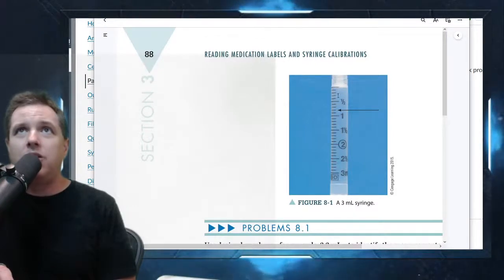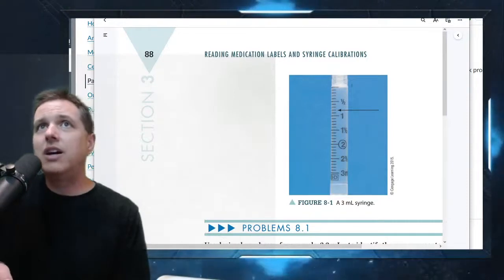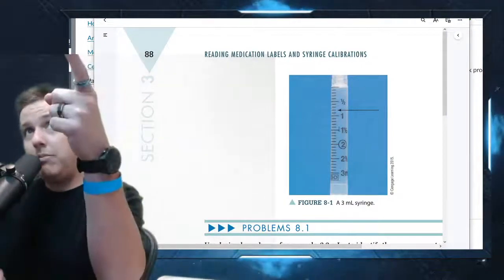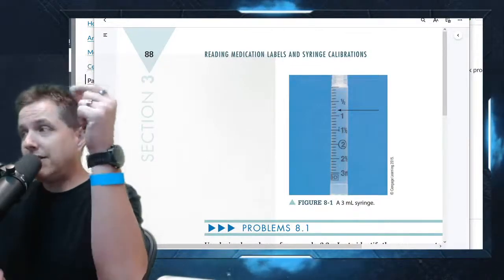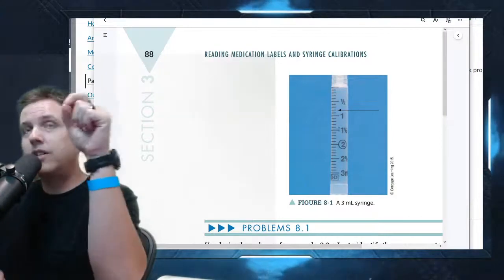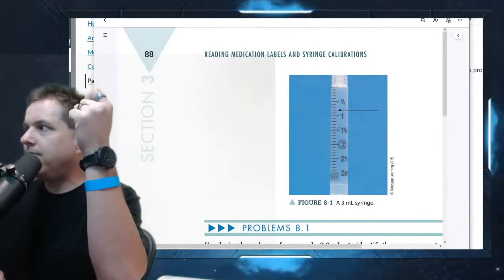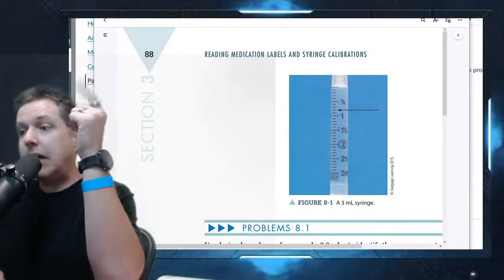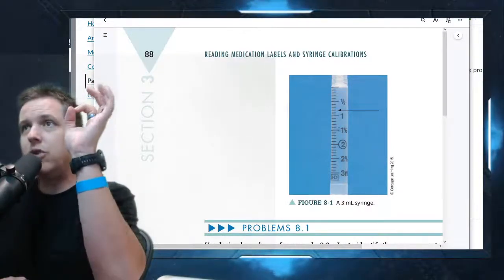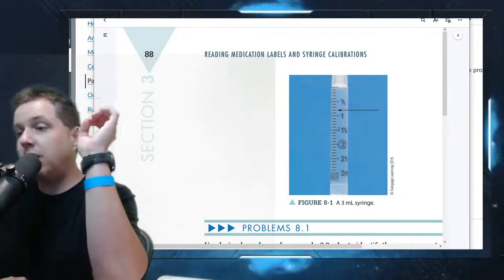So you've got 1, 2, 3, 4, and then the big one is 5. In this case it's gradated, so we're not being told explicitly, but by looking at this I can tell that each of those little marks is 1/10 of a milliliter. So how am I doing that? Because it's not always going to be the case. You're going to see syringes where the gradations are at different levels.